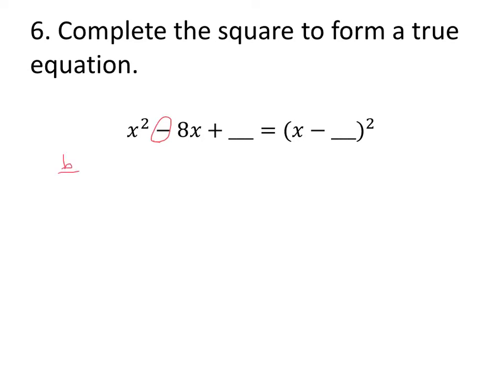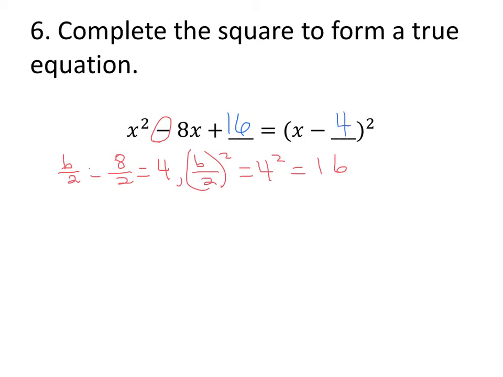We need to know that b over 2 is 8 over 2, which is 4, and b over 2 squared is 4 squared, which is 16. So we're going to add 16 to the expression, and that makes it a perfect square trinomial on the left side, and that factors to x minus b over 2, or x minus 4. And so this problem tests your understanding of what it means to complete the square.